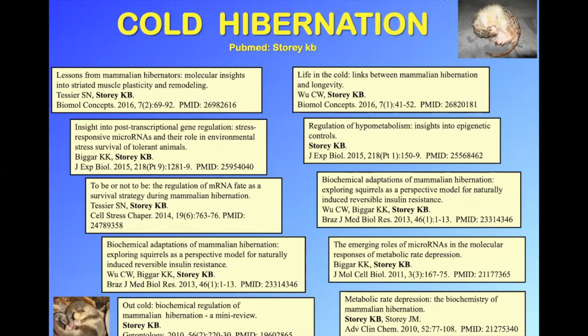There are publications on how hibernation works. So these are review articles. These aren't regular papers with a whole bunch of data. These are review articles, how you link hibernation. So hibernation is linked to longevity. Animals that hibernate, like bats, live for 30 years. Bats that migrate live for 3 years.